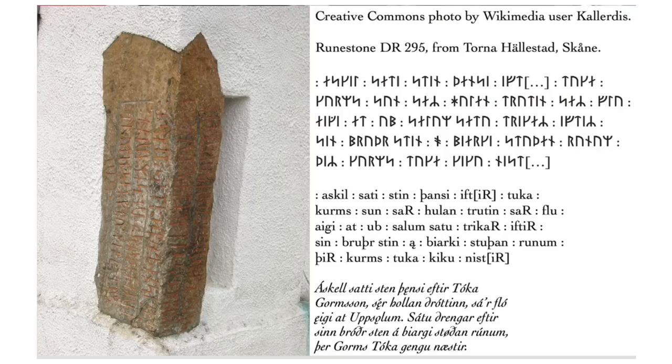Now let's look at DR 295. DR is the code for Denmark. Again, there's one code for the entire country, as there are with all the other Scandinavian countries, because so many of the inscriptions come from Sweden.